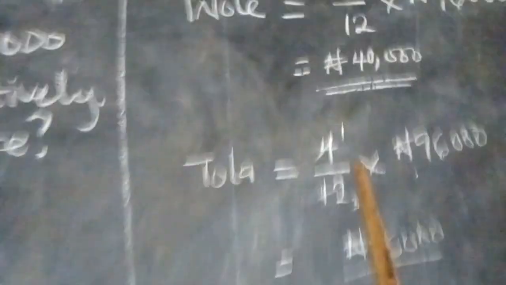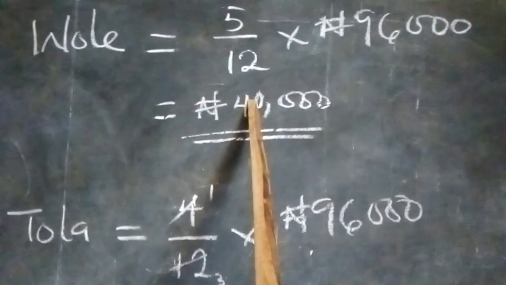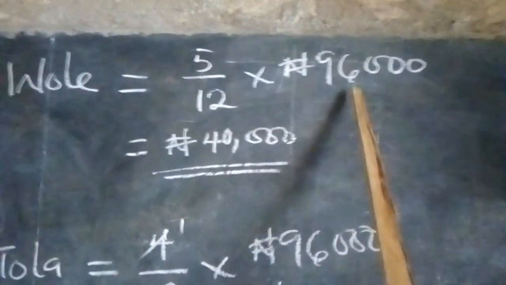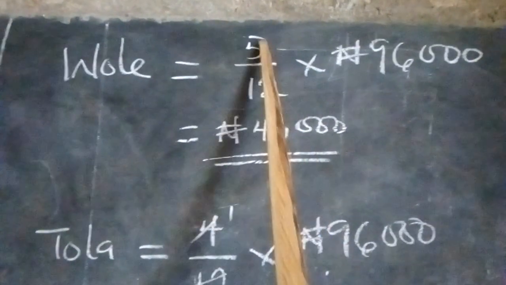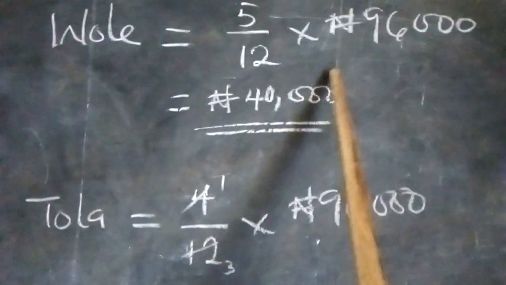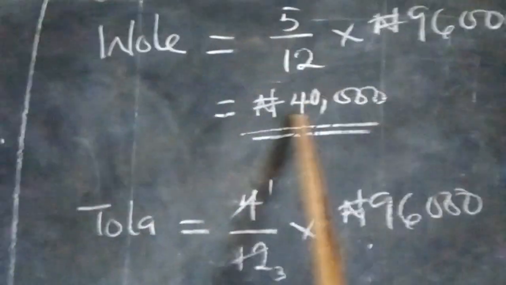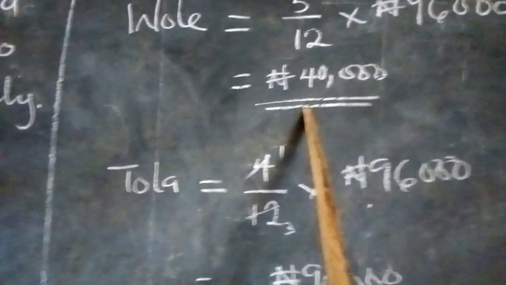Now to Wole. Wole has the ratio 5. So you say 5/12 multiplied by 96,000. When you do that, 5 multiplied by 96,000 divided by 12, the answer is 40,000 naira. So Wole contributed 40,000 naira.